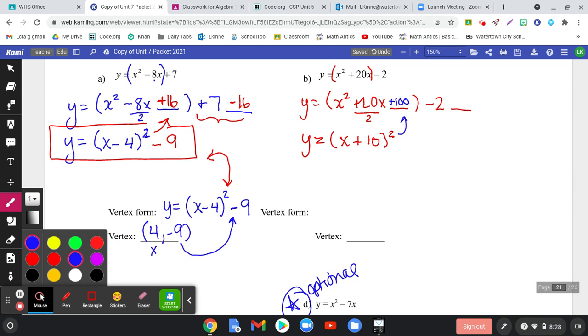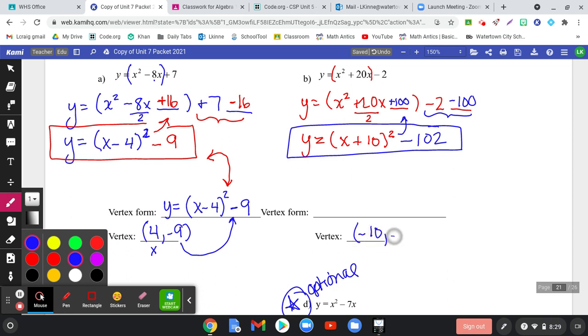And again, you can't just add 100, so we're going to have to subtract 100. And the rest of your equation's right there. -2 minus 100 is -102. There's your equation. So then your vertex would be the point -10, -102. Let's check it out to see. Make sure we didn't have any errors with our math here.